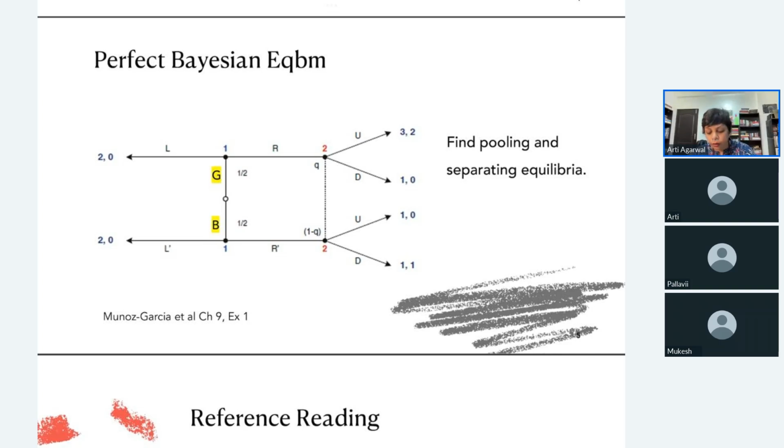So the question is to find all the pooling and separating equilibria. Again, I'll give you a few minutes to first redraw the diagram if you want, find the strategies, or just think over it a little bit. And then I will solve the question. I will try to go a bit slower in this question because perfect Bayesian equilibrium is a slightly abstract concept, and I don't think it's very useful to rush through it. So I'll mute myself for a few minutes and get some water. I'll be back in like 5-10 minutes and then we'll discuss this question.